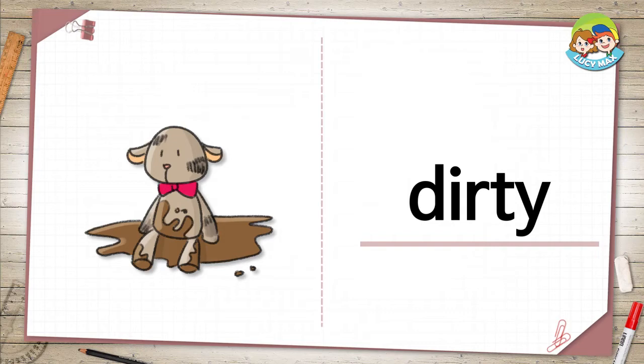The first word is dirty. When a thing has dirt on it, it's dirty. It is not clean. The teddy bear is dirty. What is dirty around you now? Are your shoes clean or dirty?